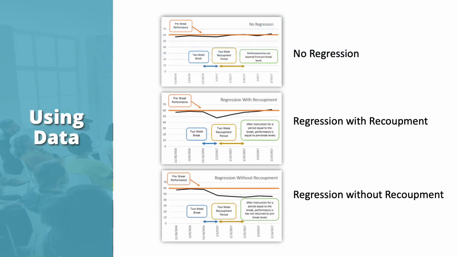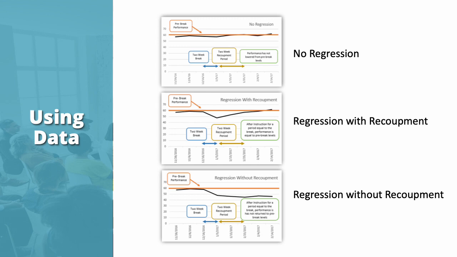Let's take a look at data sets representing regression and recoupment patterns. In the first example, we see that the data before and after the 2-week break demonstrates very little change. The student's performance has not lowered from pre-break levels, therefore there is no regression of that skill. In the second example, we see that the data demonstrates a dip after the break, but then returns to pre-break levels after a period of instruction equal to the length of the break.